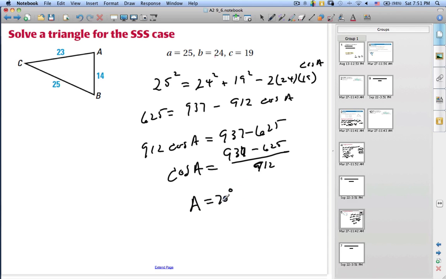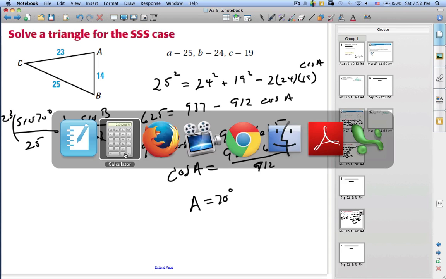Now, once I have an angle and the side opposite, I don't need to do the law of cosines anymore. I can do the law of sines. So I know that the sine of 70 degrees divided by side A, which is 25, will be equal to the sine of angle B divided by 23. And if I multiply both sides of this by 23, I'll be able to simplify this out and find angle B.